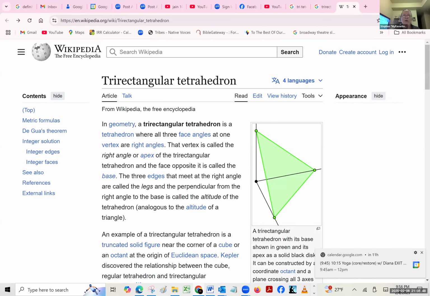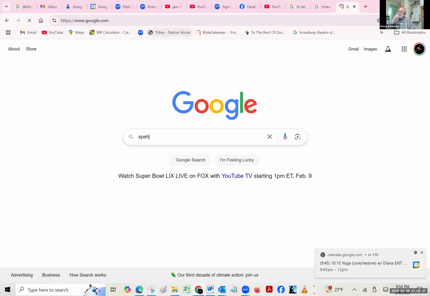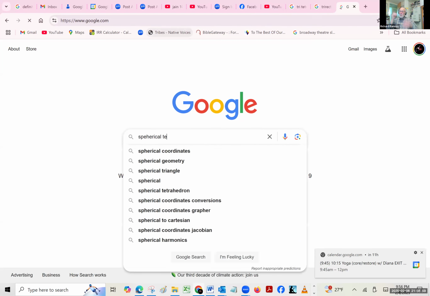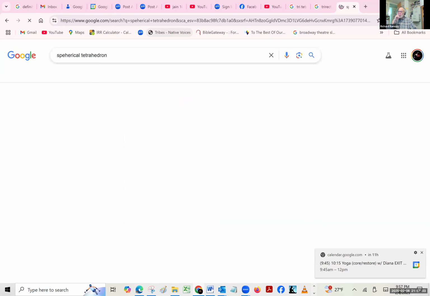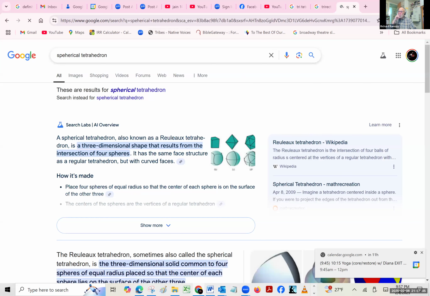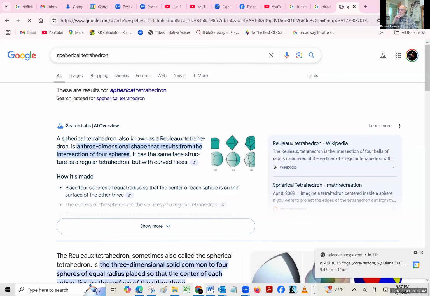I got to go back to Google. And anyway, these are really interesting because it's really expanding my mind to see that all these different versions of a tetrahedron have their own proper names, if you want. Yeah, well, that's what I started doing.